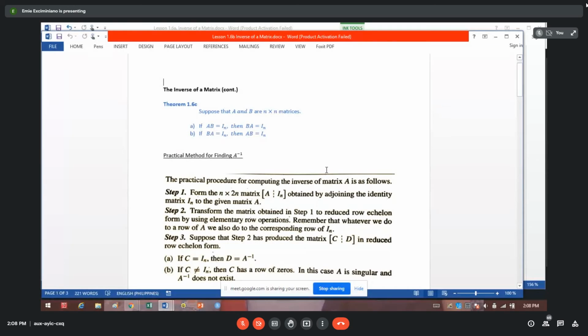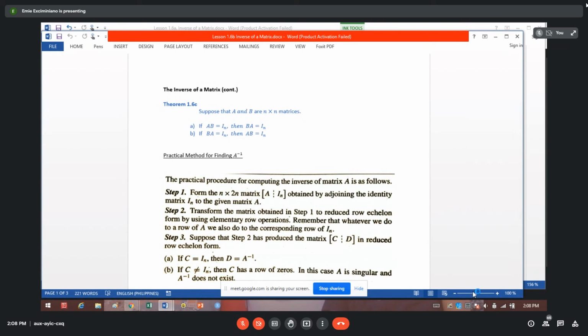Additional theorem, it says here that if the product of A and B is an identity matrix, then BA will result to the same identity product. Or yung B naman, reverse order naman: if BA is equal to identity, then AB is equal to identity. So, dali namang tandaan yan.